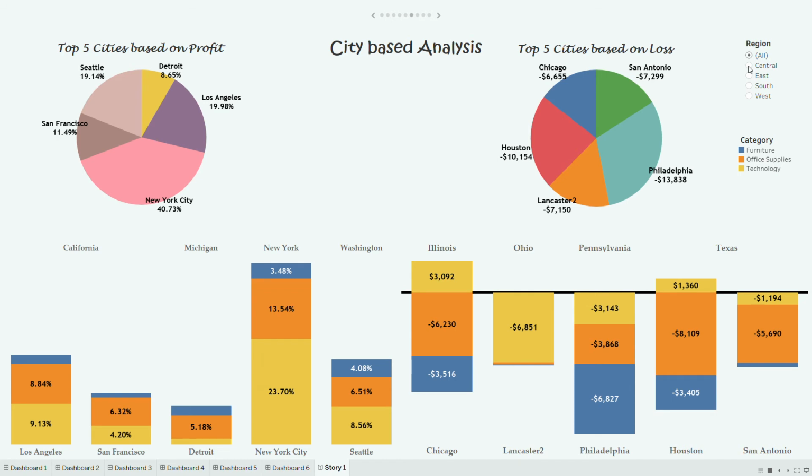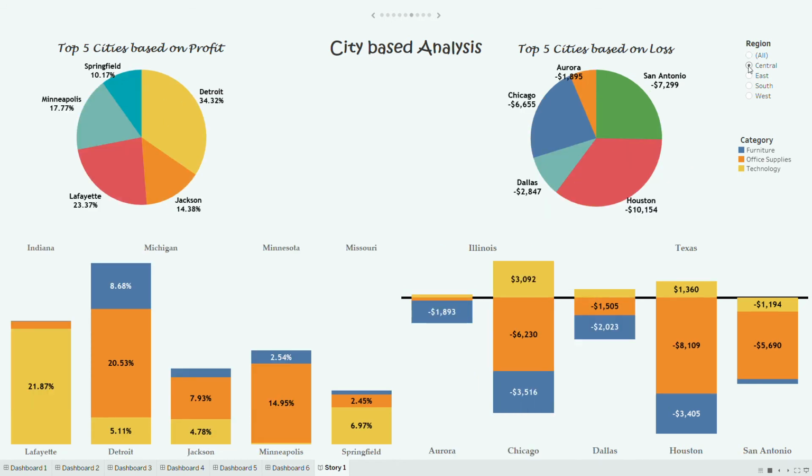Now as you go region wise, you can see technology has performed well in the left. Here you can see office supplies has performed well. Same here in the minimum of course. While in the loss you can see that office supplies is not performing well in the central region. So there also we can reduce their quantities.